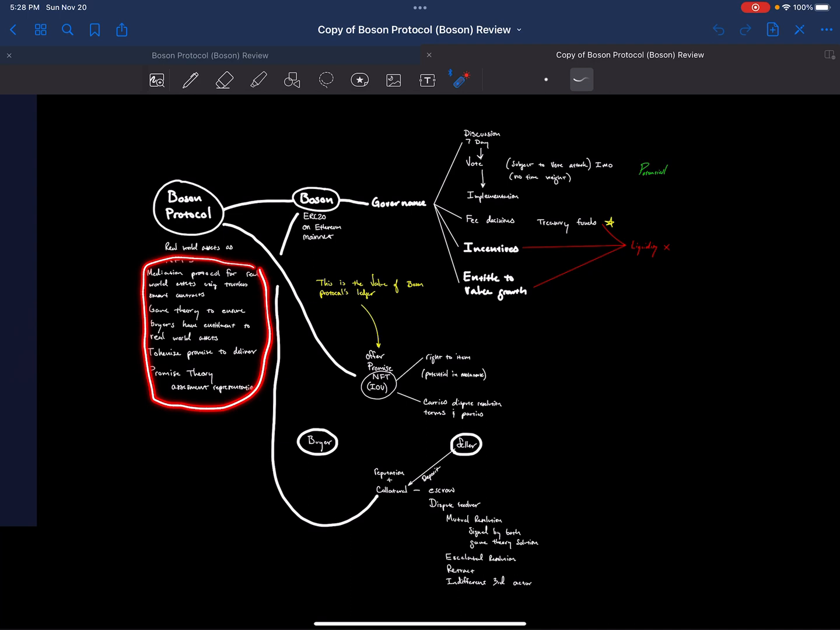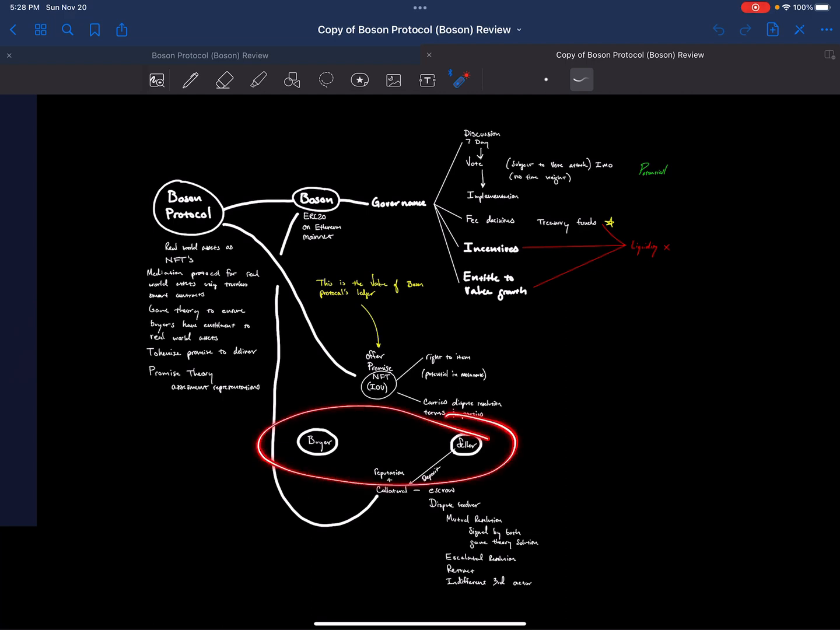So we have the Boson Protocol, and it basically does real-world assets to NFTs. It's the mediation protocol for the real-world assets using trustless smart contracts and game theories to ensure buyers and sellers have mediation between themselves, to where most of the time these contracts will work as expected. They're tokenized promises to deliver, and it uses promise theory assessment representations. I'm not going to dive too much into how that works, but this is going to be a brief overview of generally how it works.